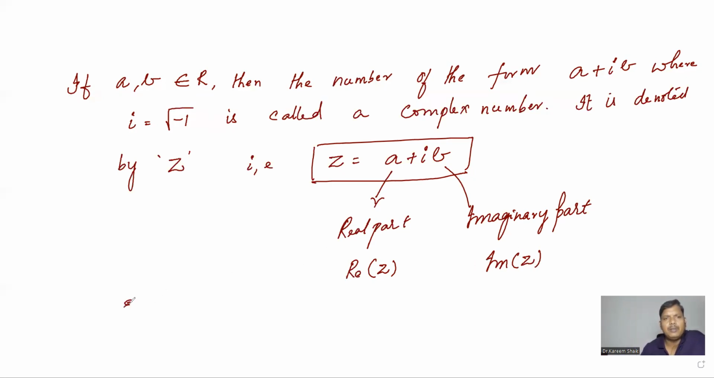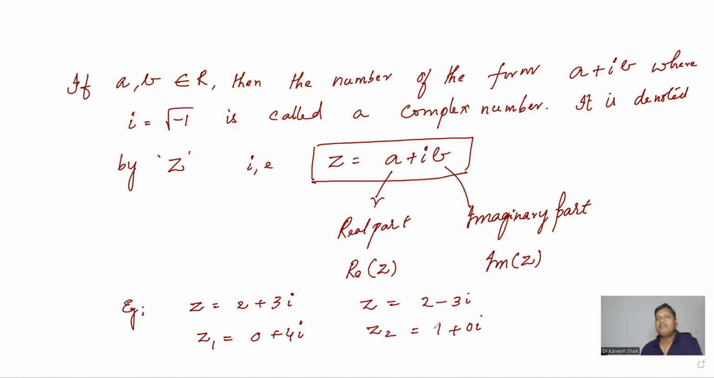Now, for example, z equals 2 plus 3 iota, or z equals 2 minus 3 iota. Or we can write, for example, z1 equals 0 plus 4 iota, or z2 equals 1 plus 0 iota, etc. These are examples of complex numbers. Here I have one question for you: is there any complex number if the real part is 0 or if the imaginary part is 0?